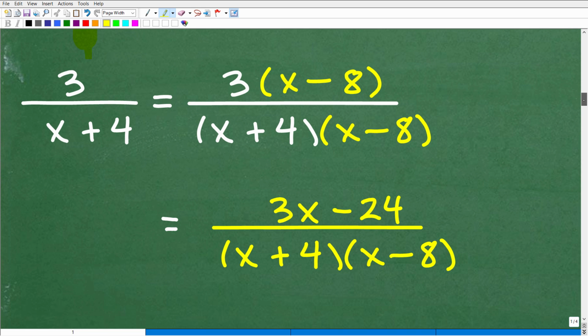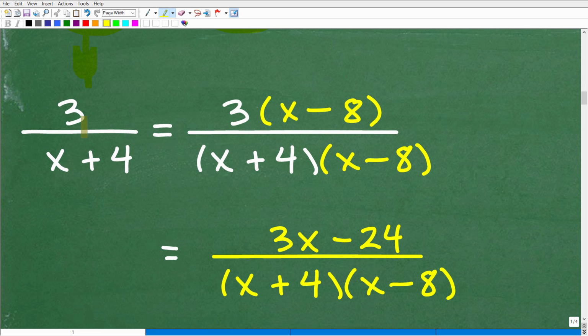So let's take a look at changing 3 over x plus 4, and we need to get that LCD in here. So 3 over x plus 4, well, we have the x plus 4, but we don't have the x minus 8. So what can we do here? It's easy. We just multiply both the numerator and denominator by x minus 8. This is effectively the same thing you do when you're working with numeric fractions.